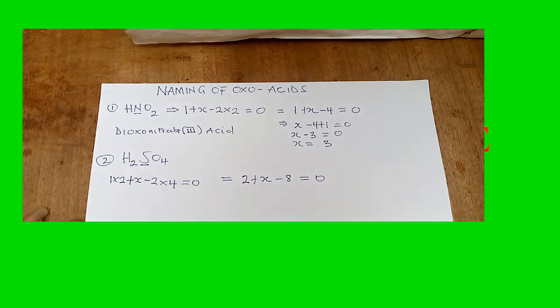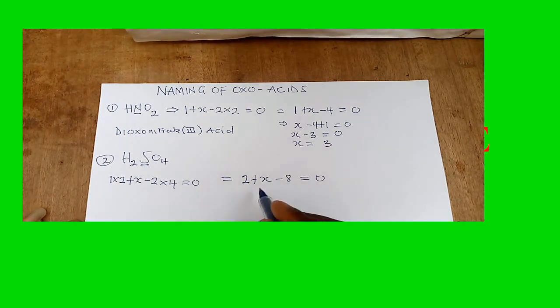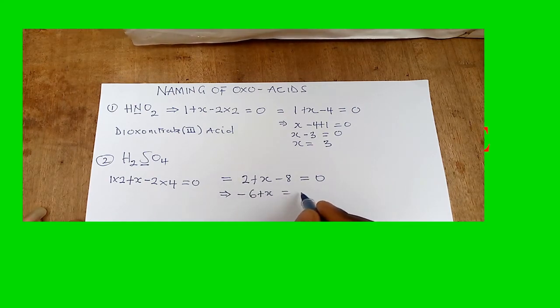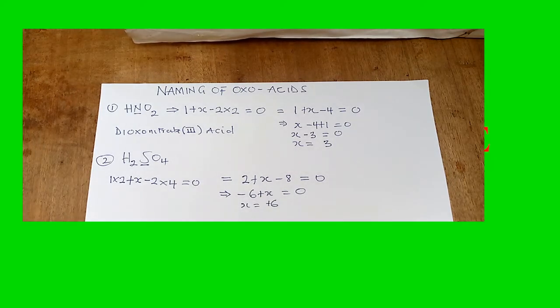Okay, so let's simplify this expression, or let's group like terms. By grouping like terms, I mean let's put the ones with the variable together and the ones without the variable together. So it's going to be like this: +2 minus 8 will give us -6, plus x is equal to 0. So in simplification, our x will be equal to +6, because the -6 crosses the equal sign and becomes positive. So now the oxidation number for sulfur is +6.